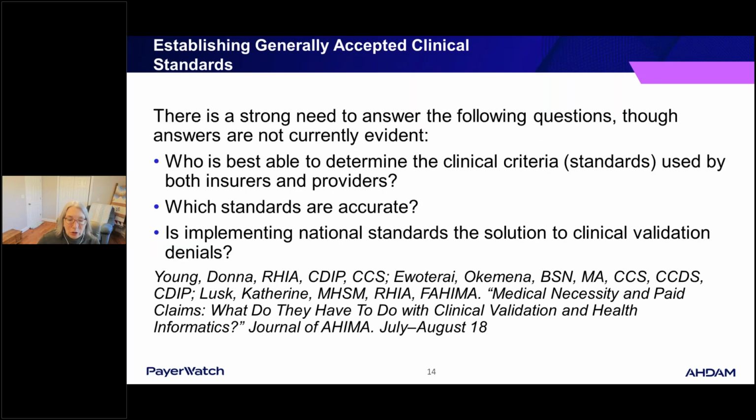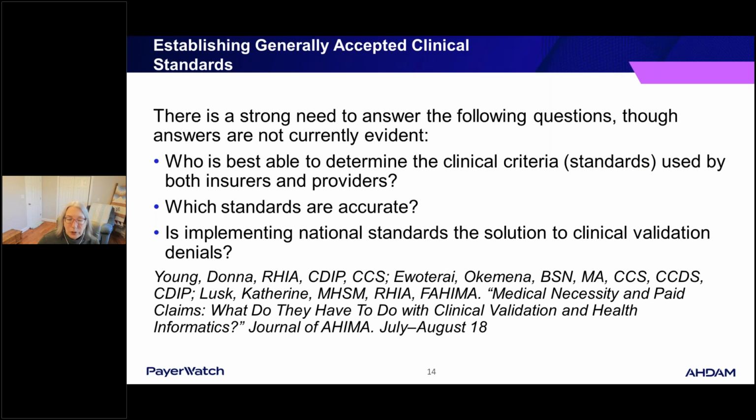And then the other article came out in the same issue of Journal of AHIMA. It talked about clinical validation denials, and there's a strong need to answer the following questions. Although the answers were not currently evident, and these answers still aren't, a lot of these are still kind of up in the air, in my opinion.